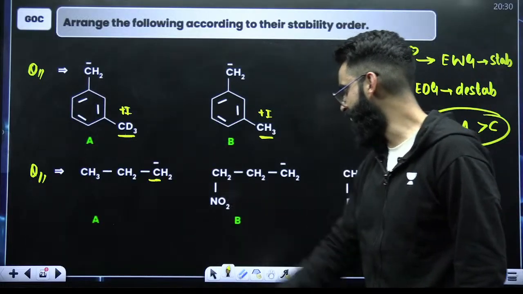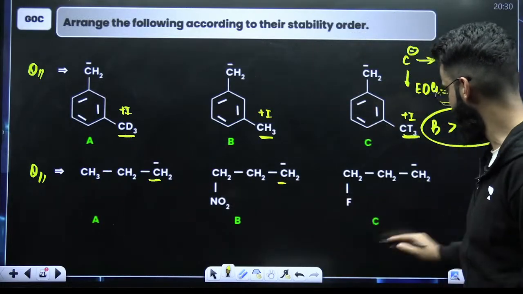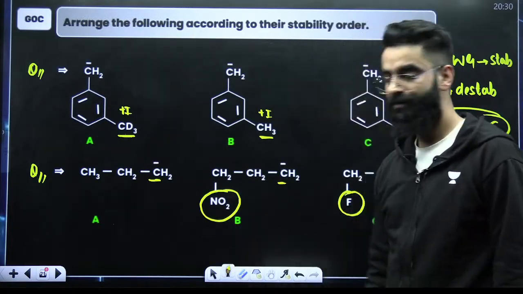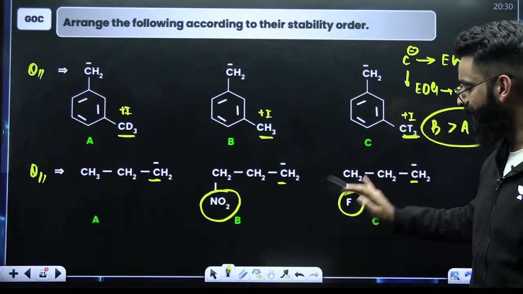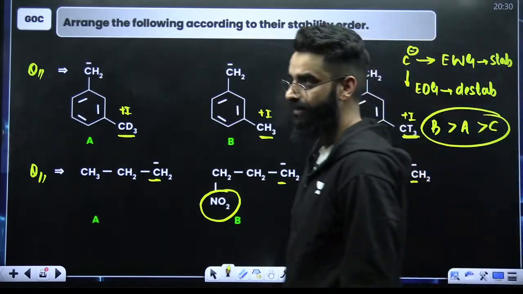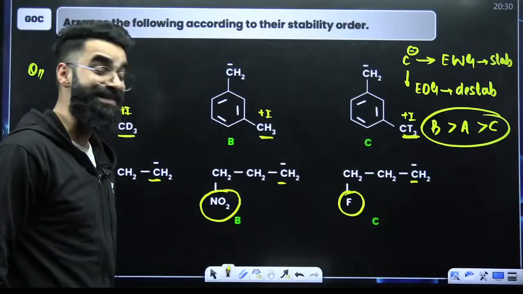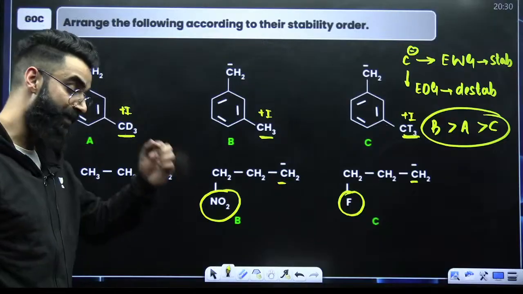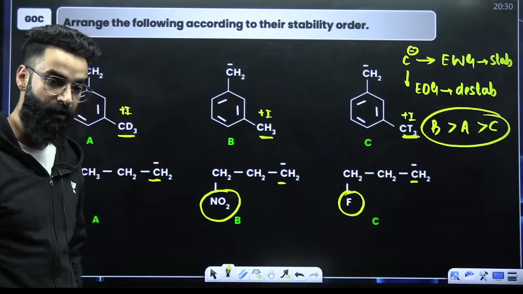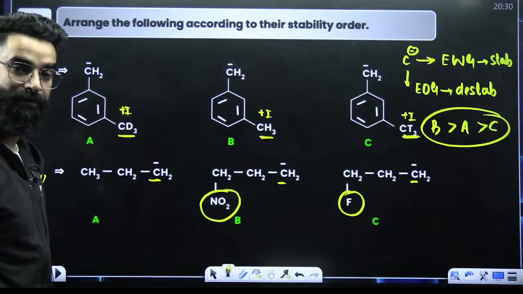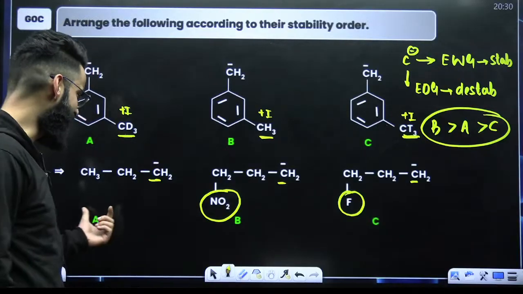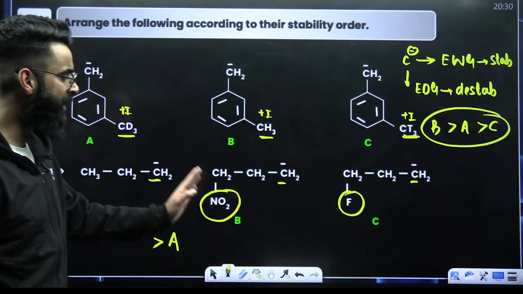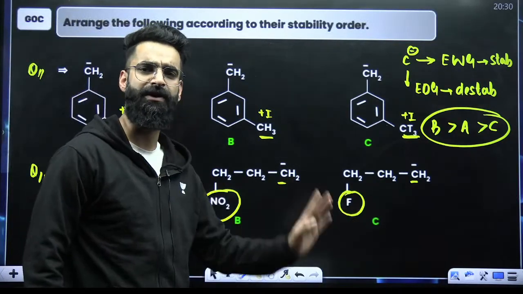If you look at the second question, guys, see, this is the carbon carrying negative. Even this is the carbon carrying negative. This is the carbon carrying negative. Nitro is withdrawing, F is also withdrawing. Now, electron withdrawing groups stabilize the carbanion. So, which one would be most stable among all? See, A would be least stable. That is for sure.